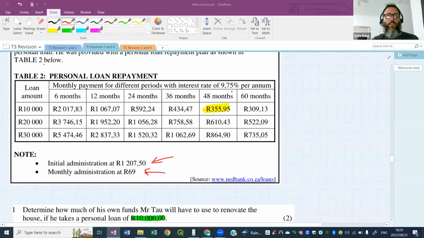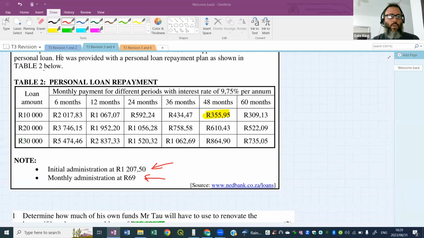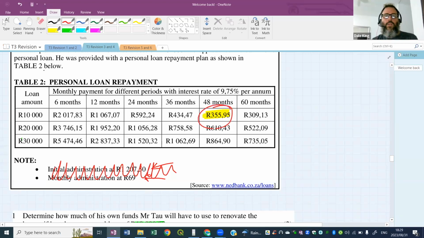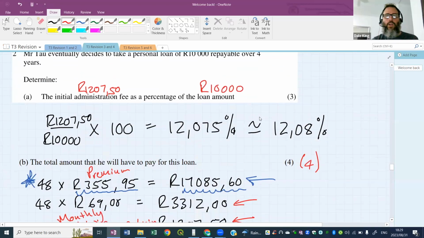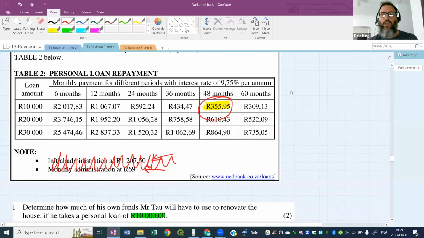So let's go up to the table here. I want you to first ignore these things at the bottom and just pretend they gave us a table. All right. And they would say, this person is going to pay 355 Rand 95 cents for 48 months to give you a total. Okay. And we saw that that total was 17,085 and 60 cents. Let me write it up here. And 60 cents. All right. So if he pays 355 Rand 95 for 48 months, that's how much he will have to pay back.